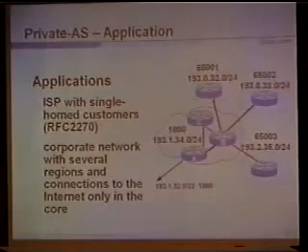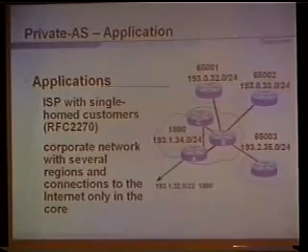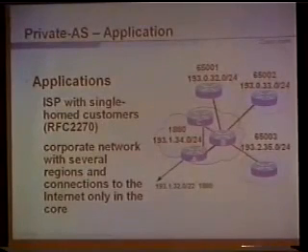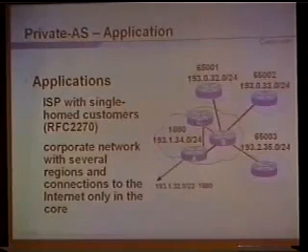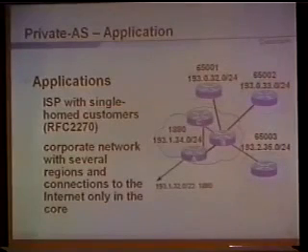Now, private autonomous system, that's being used more and more, which is good to see. You can use it, for example, if you have lots of customers who multi-home onto your network. It's described in RFC 2270. It's quite a good description there. Or it can be used in a corporate network with several regions and connections to the internet only in the core. Obviously, it's used in confederations as well. But that's generally where private ASs are used.